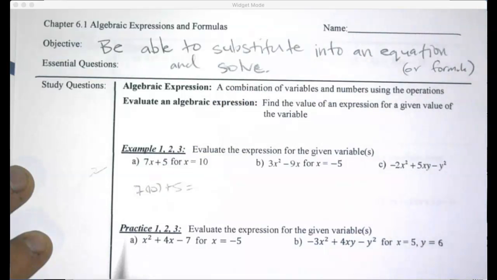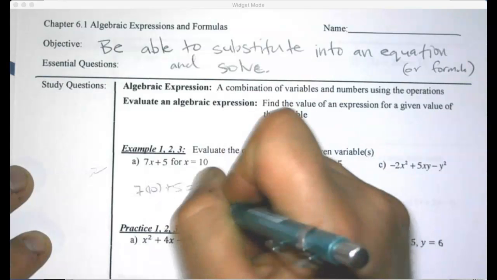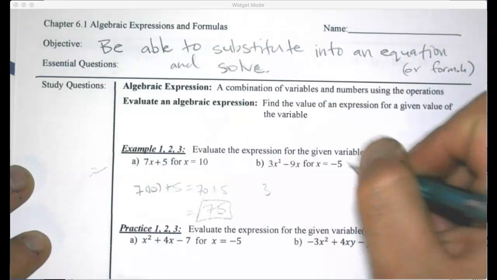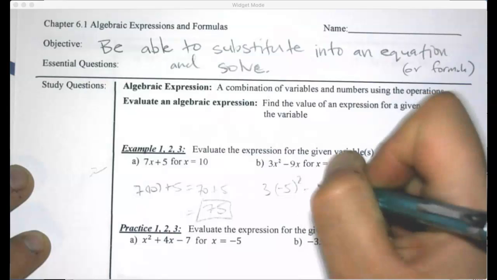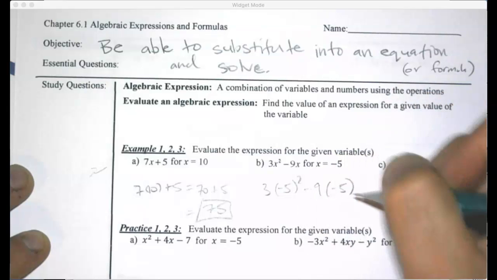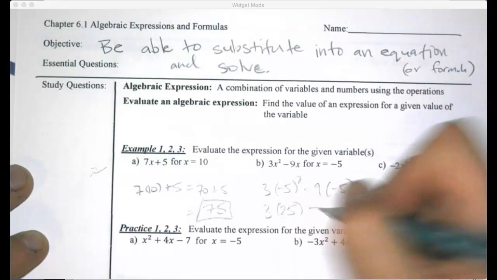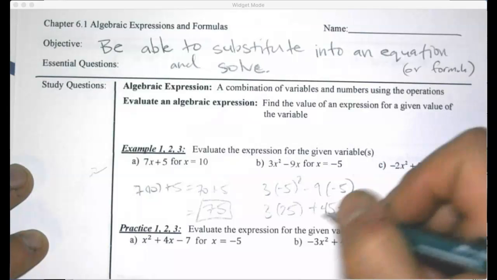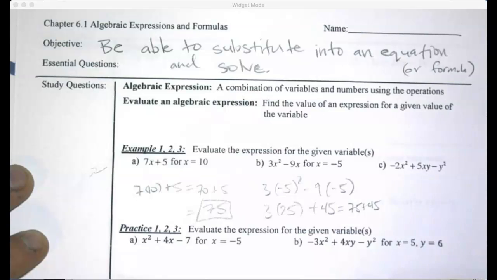Multiply 7 times 10, 70. Plus 5, 75. Here, substitute a negative 5 in for x. So 3 times negative 5 squared minus 9 times negative 5. So 3 times, we'll get 25 here. Negative 9 times negative 5 will give me a plus 45. 3 times 25 is 75 plus 45. So we have 120.